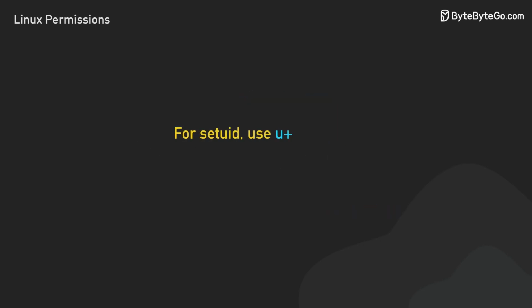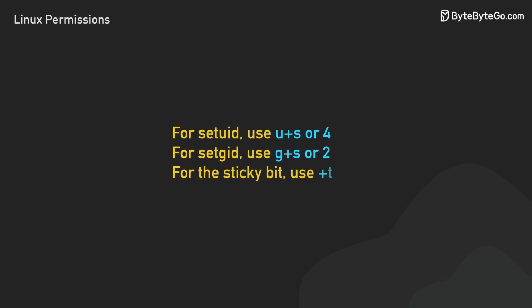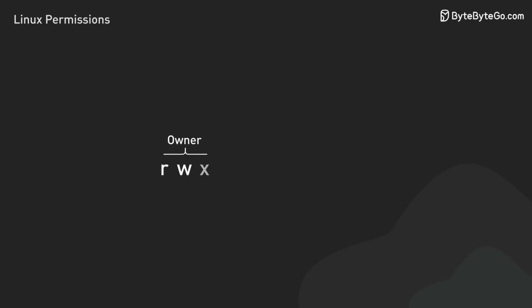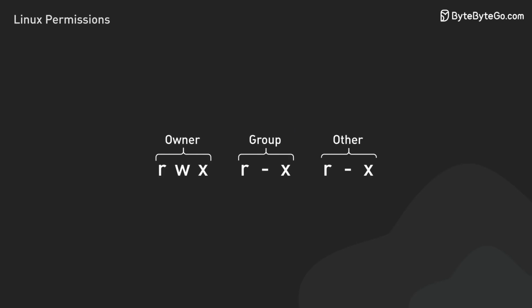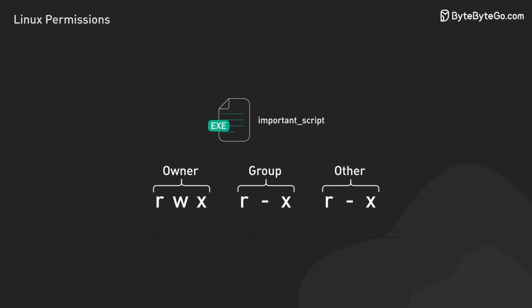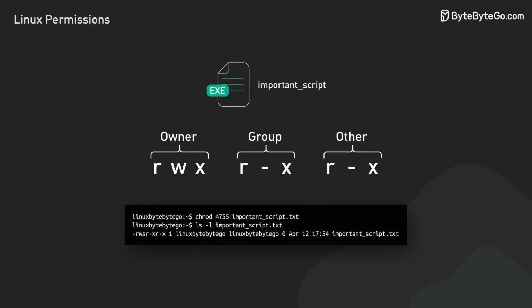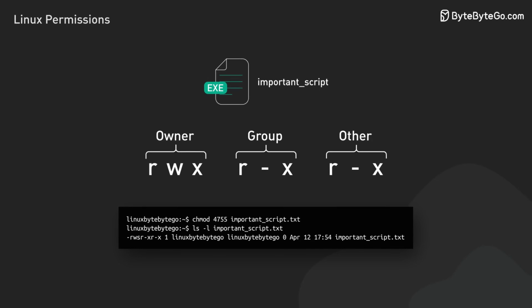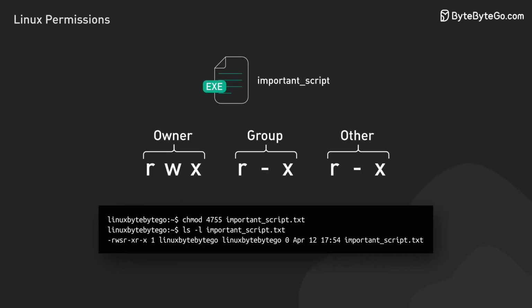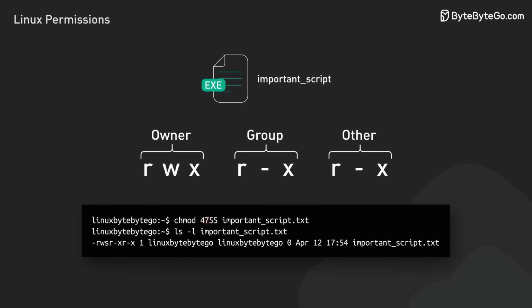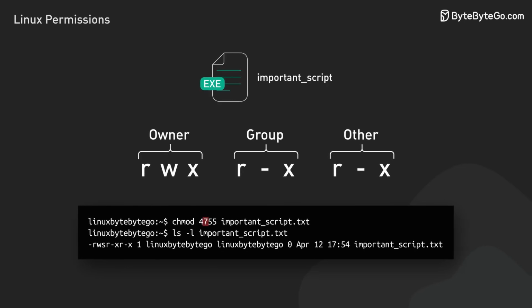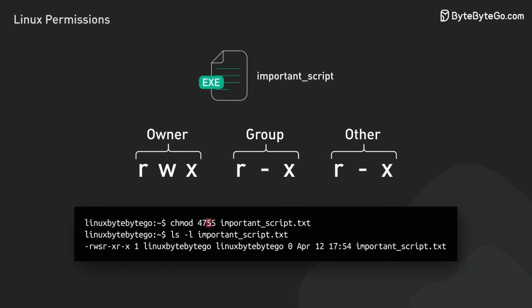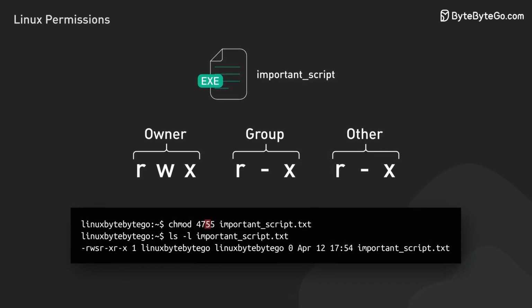To set these special permissions, you can use the chmod command with specific symbols or numeric representations. For example, let's say you want to set the setuid bit on an executable file named important_script, along with the typical permissions of read, write, execute for the owner, and read and execute for the group and others. In this command, 4 sets the setuid bit, 7 gives the owner read, write, and execute permissions, and 5 gives the group and others read and execute permissions.